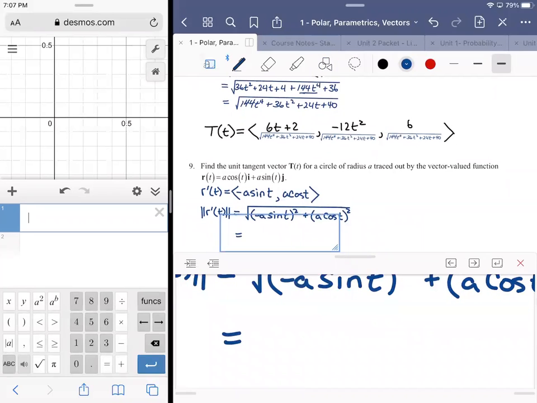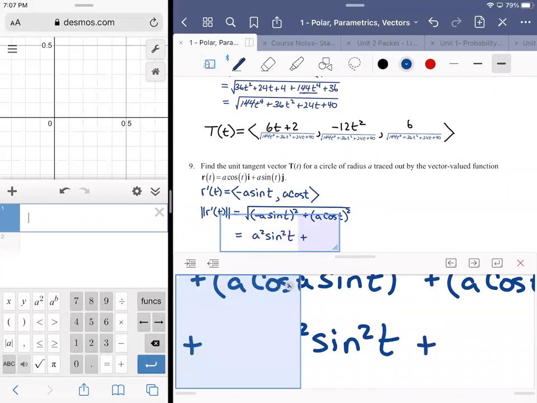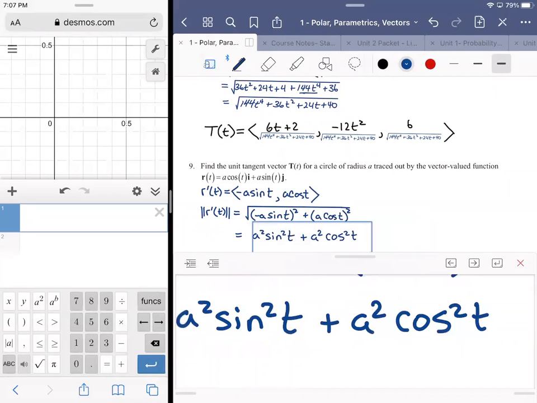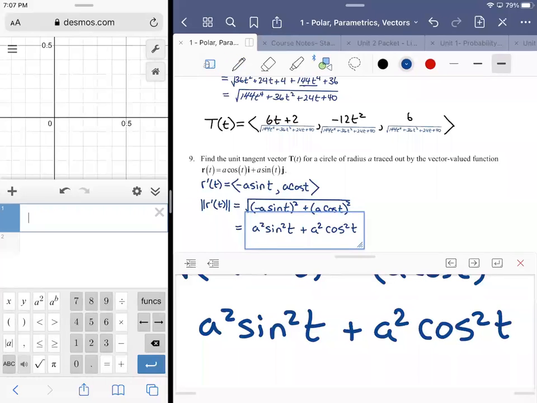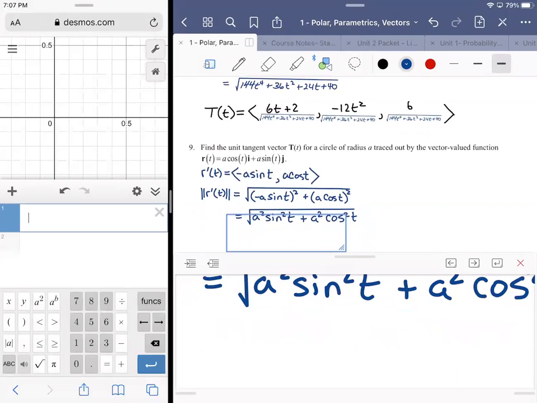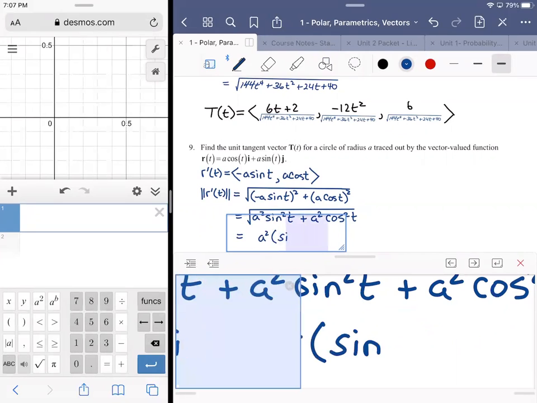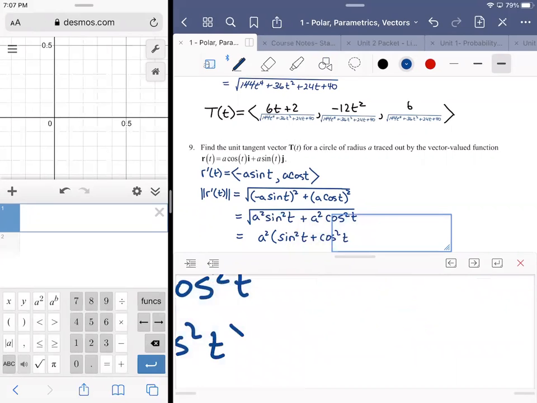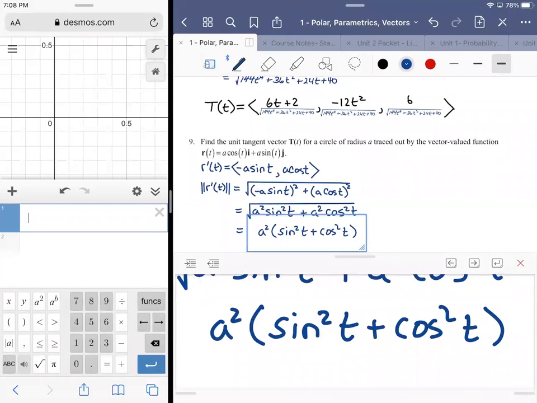So we're looking at a squared sine squared plus a squared cosine squared. Once you get enough experience with these, you start recognizing the inherent patterns that exist. You got the common a squared, and you factor that out, sine squared plus cosine squared, still under the radical.